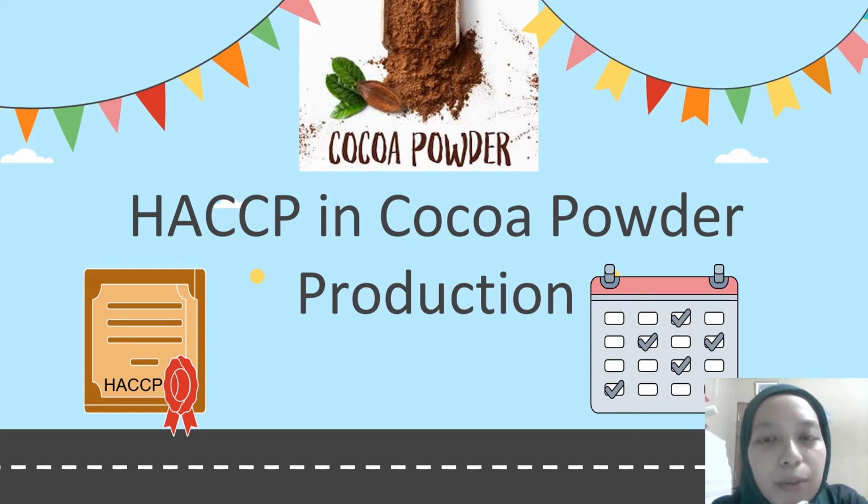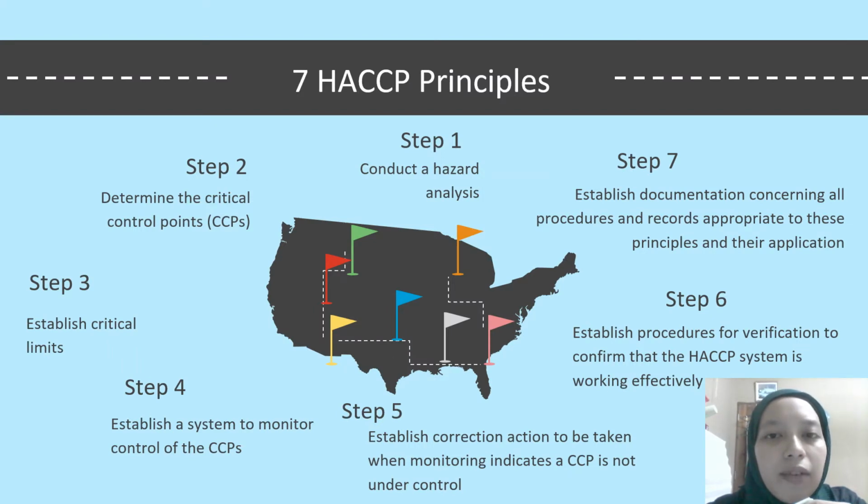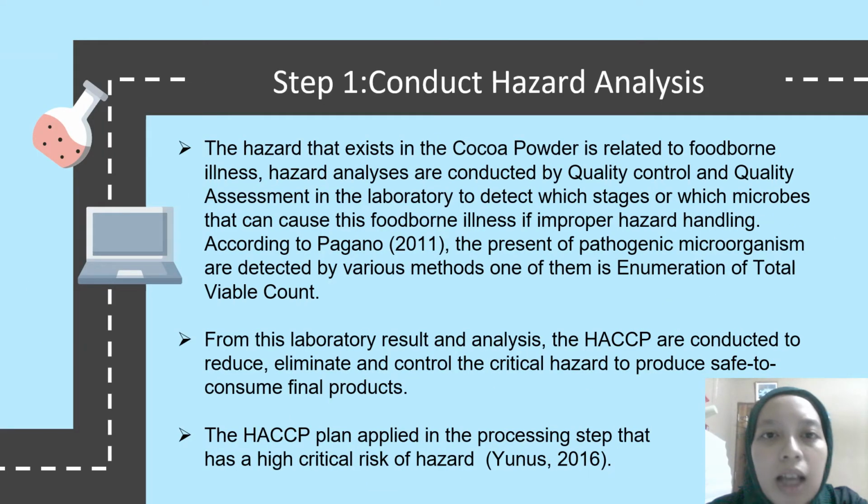The next part I will brief you about HACCP in cocoa powder production. Hazard Analysis Critical Control Point or HACCP is a management system used in the food industry to ensure the safety of food through the analysis and control of biological, chemical, and physical hazards from raw material handling, production, manufacturing, storing until distribution and finish. There are 7 HACCP principles and will be explained more in the further slides. As for the first step is to conduct hazard analysis.